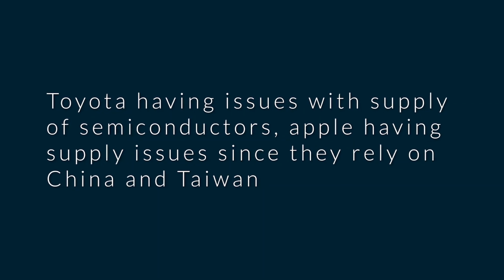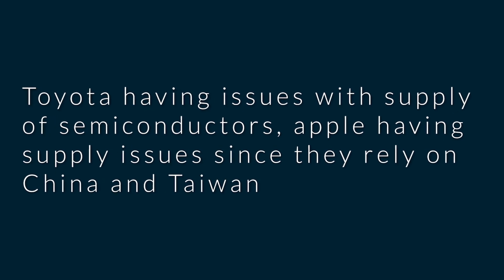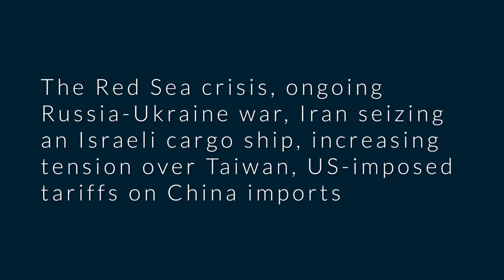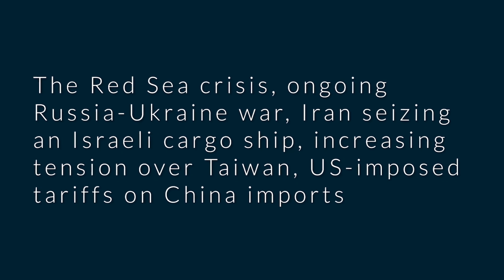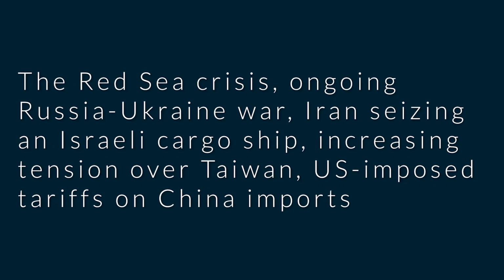Toyota having issues with the supply of semiconductors, Apple having supply issues since they rely on China and Taiwan, and all that China-US tension, all those are examples of external type of supply chain risks. In fact, things like the Red Sea crisis, the ongoing Russia-Ukraine war, Iran seizing an Israeli cargo ship, increasing tension over Taiwan, US imposed tariffs on China imports, all those are going to affect businesses that do business with suppliers in any of those areas.